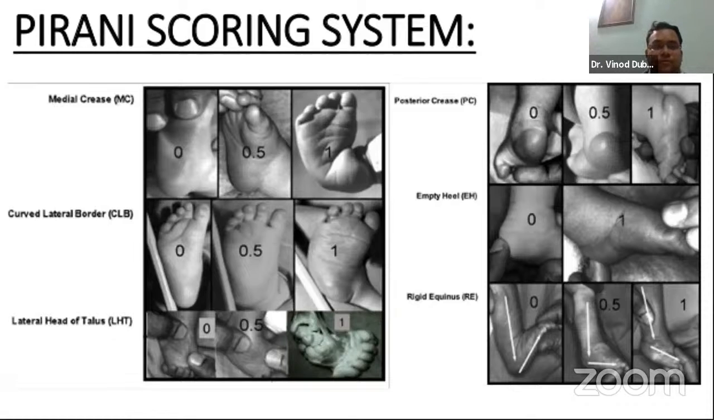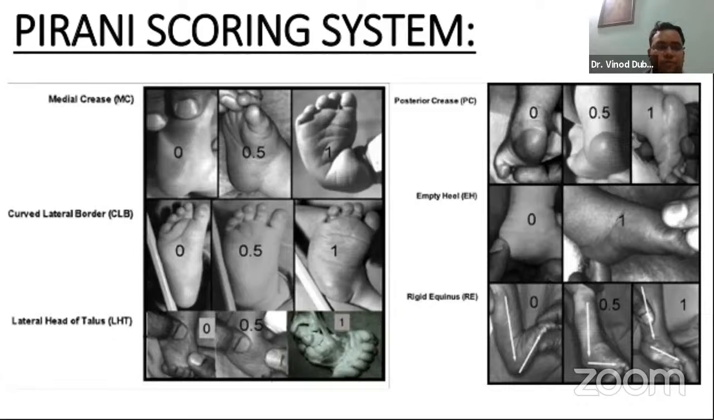So in this way it is graded, and maximum score is 3, minimum score is 0. And then coming to midfoot score, again if you see the middle crease, if there is no crease, it is 0. If there is a single superficial crease, 0.5, and if it is a deep middle crease crossing more than half of the breadth of the foot, it is 1. And then you have curved lateral border. If the lateral border is curved at the calcaneocuboid joint, it is 1, and if it is curved at the metatarsal bone, it is 0.5, and if it is straight, it is 0.